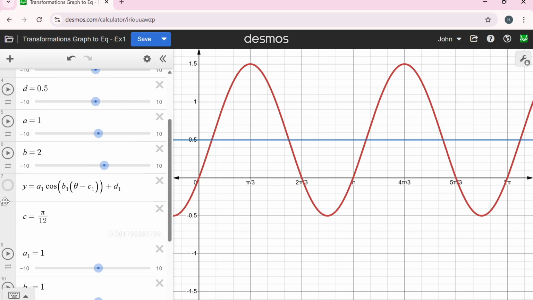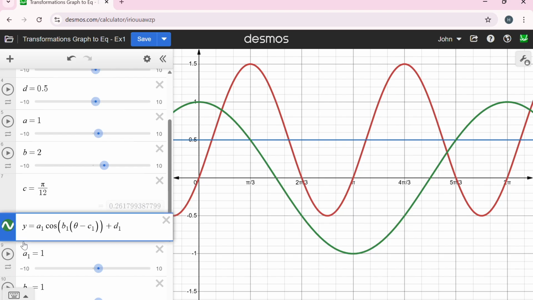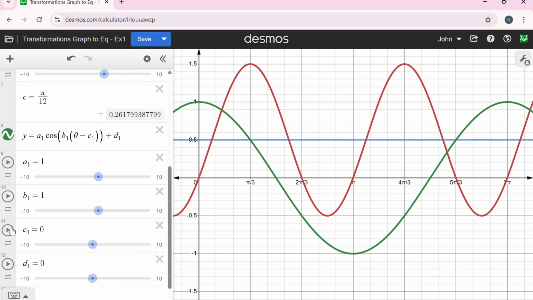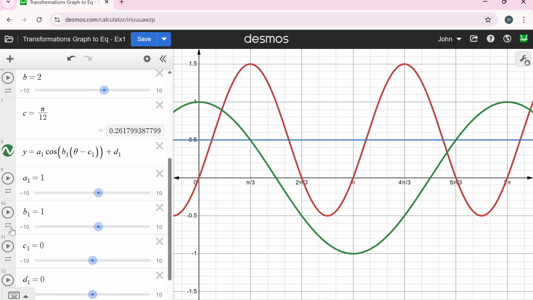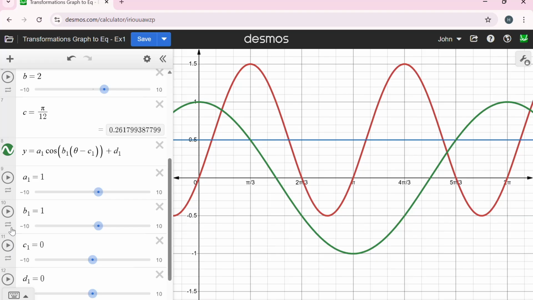So if I look at what's in green here, folks, that's the cosine function without any transformations applied. That should look very familiar. We looked at point T. If you go back to your notes, point T was a maximum. It was moved pi over 3 units from the right.